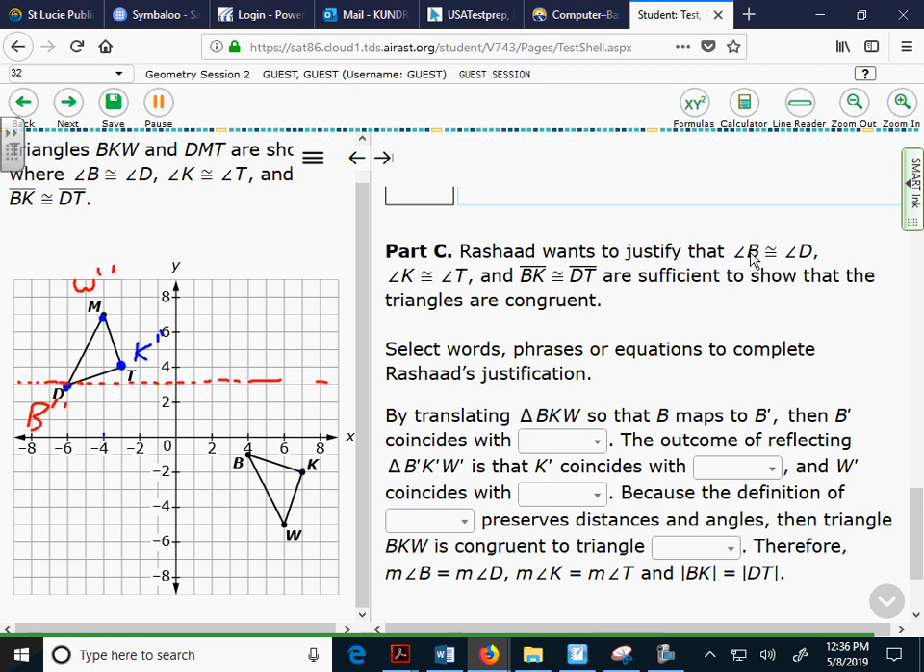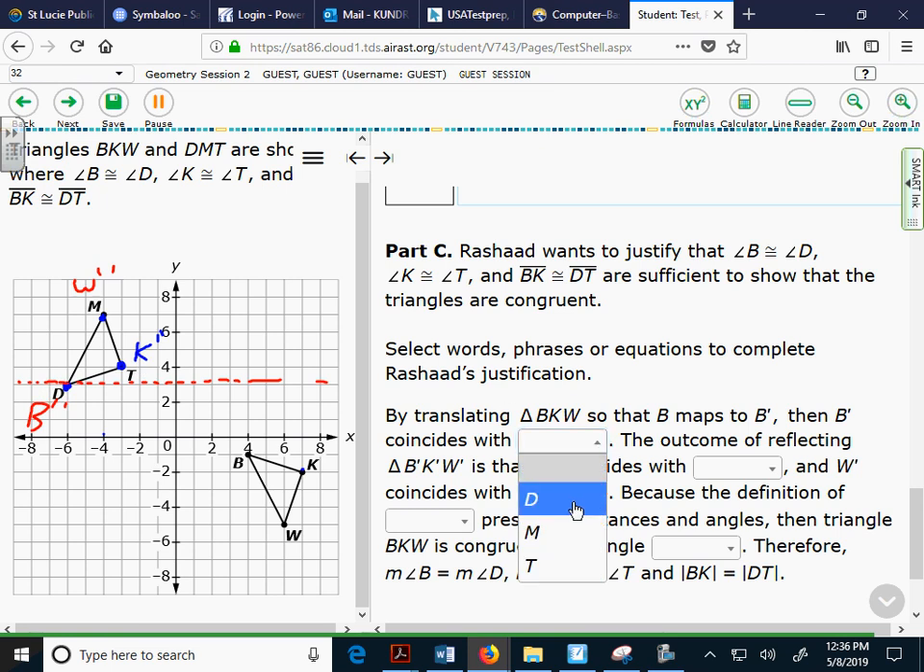He wants to justify that angle B is congruent to angle D, K is congruent to T, and the segment. So this is what we were talking about before. Guys, we're just using rigid motions to map one triangle onto the other to show that they are congruent. Very nice. So what this says is by translating BKW so that B maps to B prime, then B prime coincides with, guys, B prime ends up going on D. Are we good? That is why we are allowed to say angle B is congruent to angle D, because you take the triangle that was here and we reflect it so that it lines up right there.